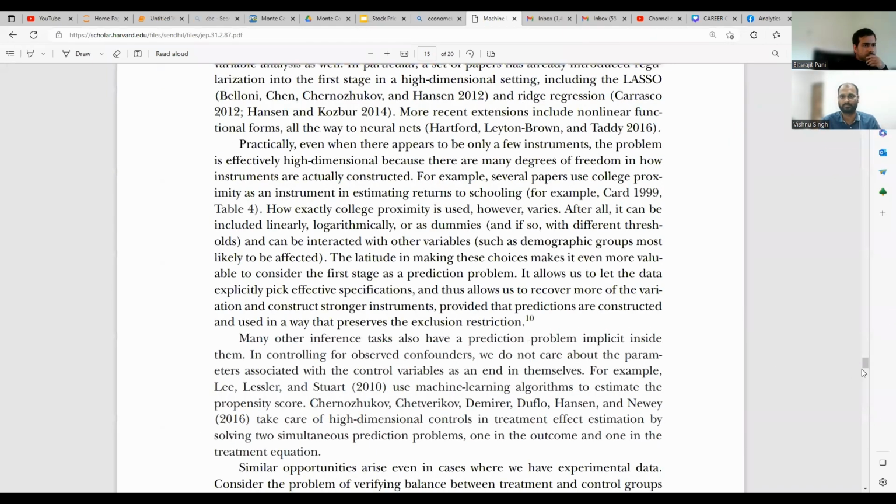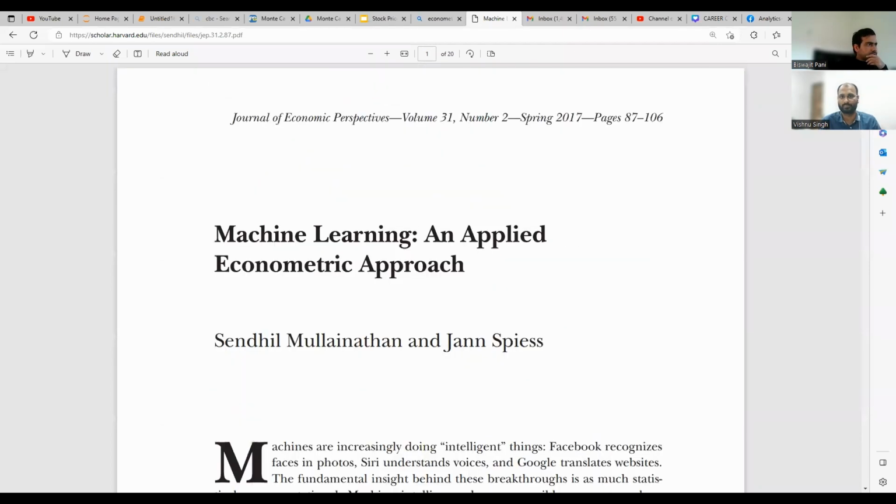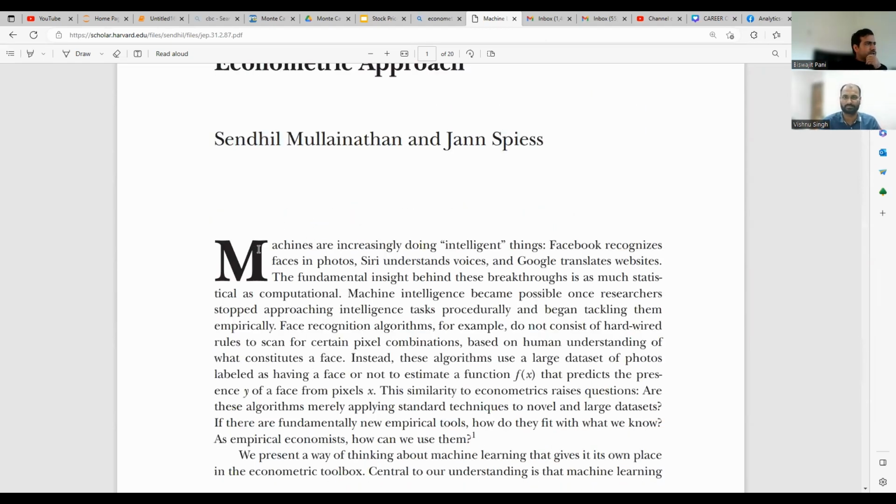This is written by, I think, Sendhil Mullainathan. I think he's a development economist, if I'm not wrong, at MIT or something. And the name of the paper is Machine Learning: An Applied Econometric Approach. And it goes like this.